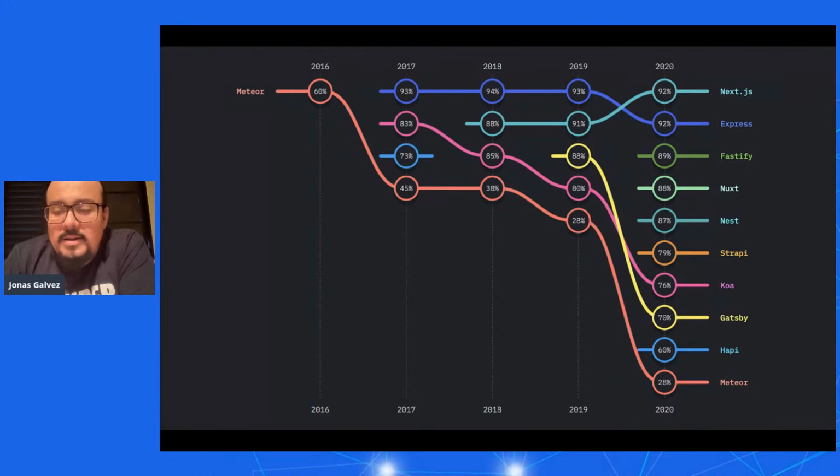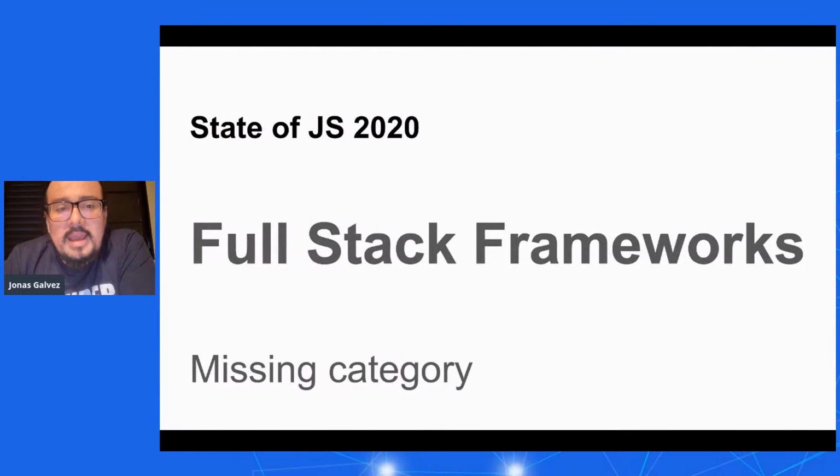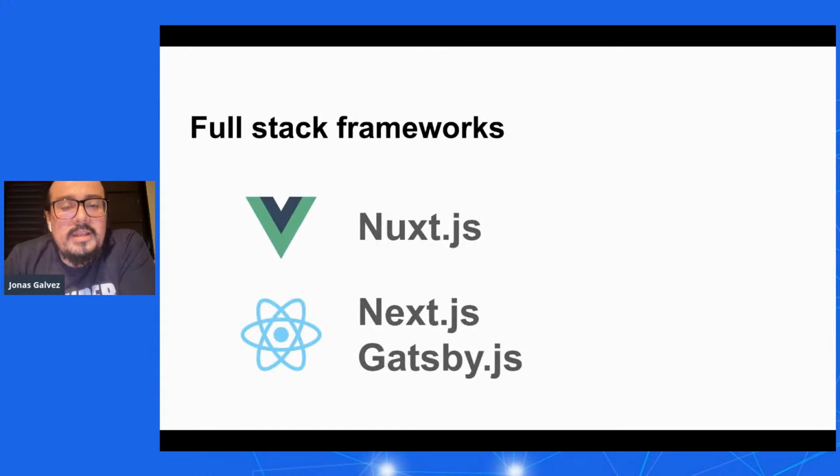But the thing about the State of JavaScript 2020 is that I think it's missing a category. It's failing to identify which ones are actually full stack frameworks. So in that list, we can identify the full stack frameworks. The obvious candidates are Nuxt and Next and Gatsby. Nuxt for folks who use Vue as their front end framework, and Next as the one for people who use React, and also Gatsby.